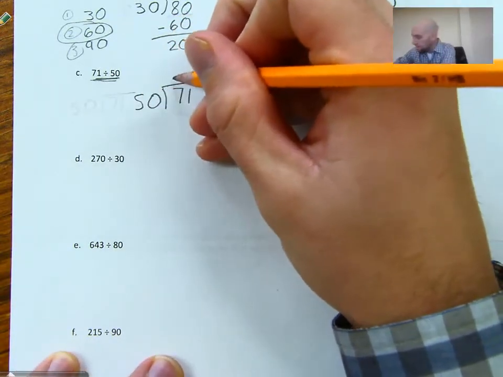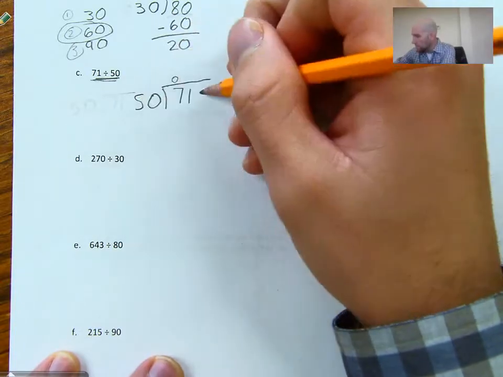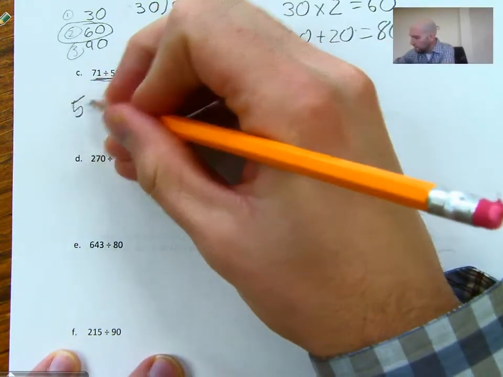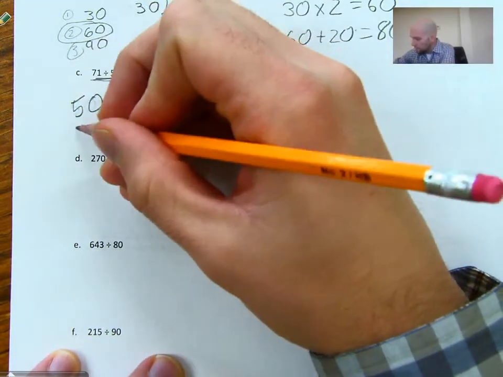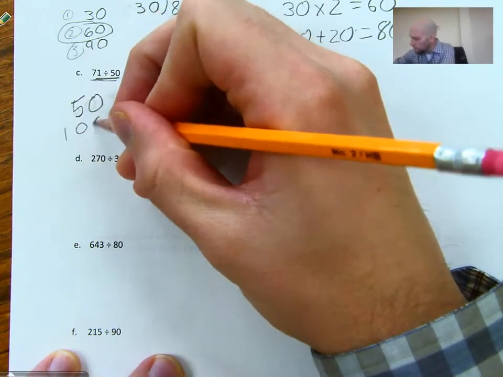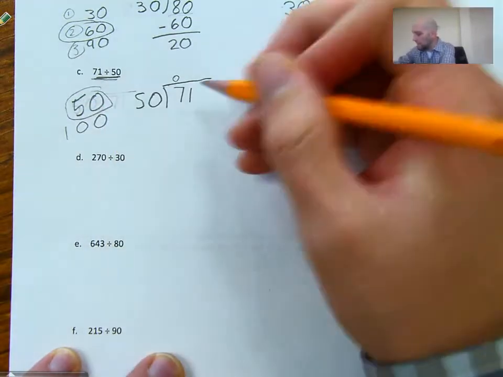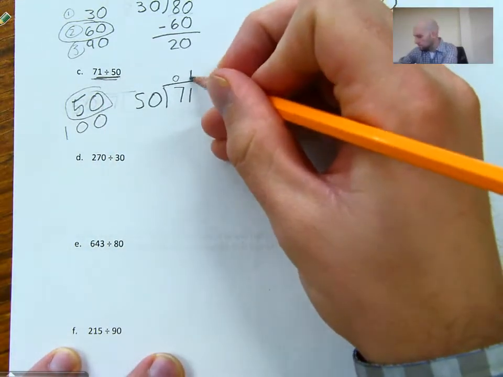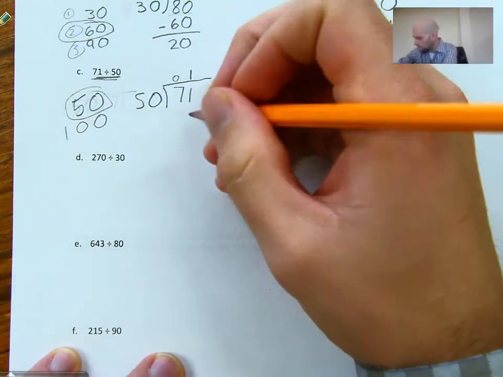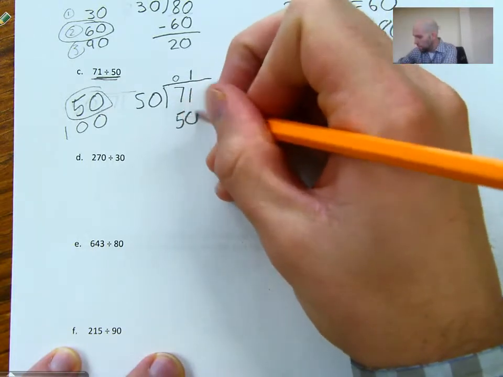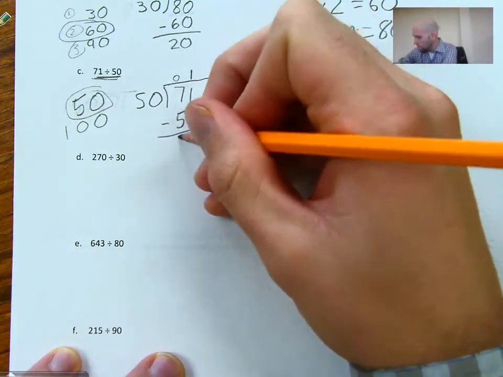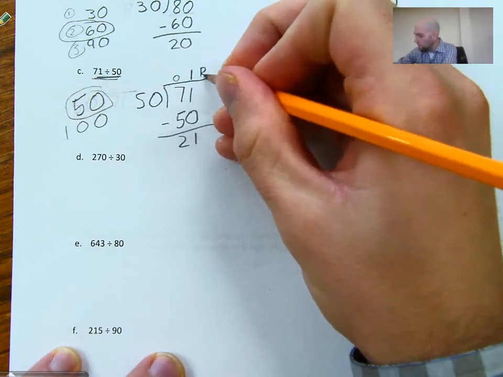50 goes into 7 0 times. 50 goes into 71. Well, 50 times 2 is 100. I've already gone too far, so 50 only goes in one time. So I get 1, and then I subtract 50, and I'm going to get 21 as my remainder.